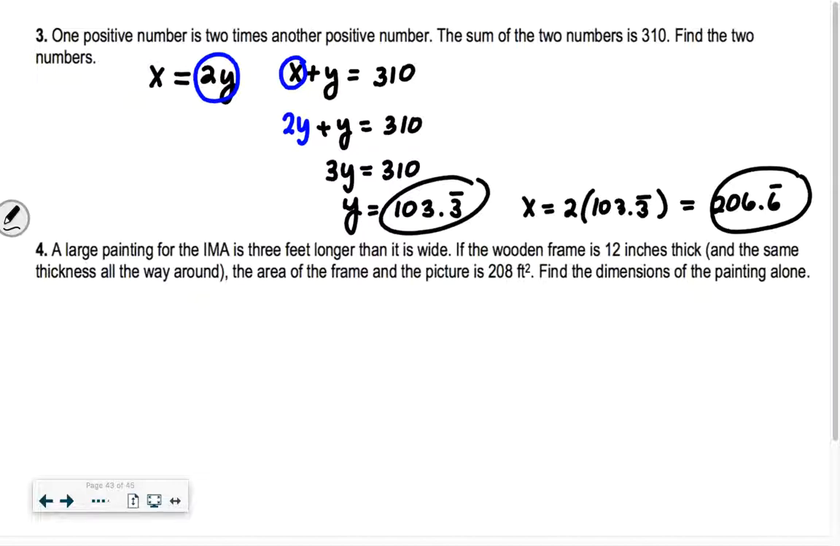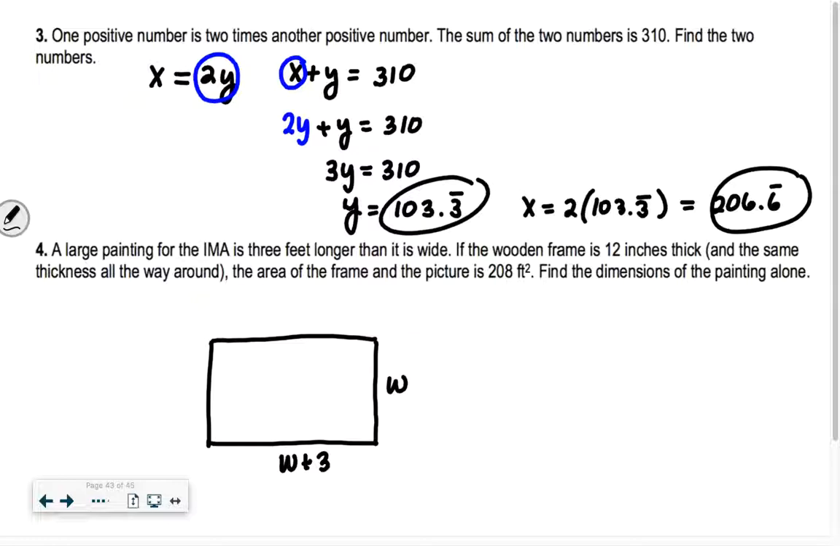All right, so a large painting for the IMA is 3 feet longer than it is wide. So let's draw this out. It doesn't matter which one is your width and your length. Let's say width, and then 3 feet longer than it is wide. So I can use L, or I could say W plus 3, right?